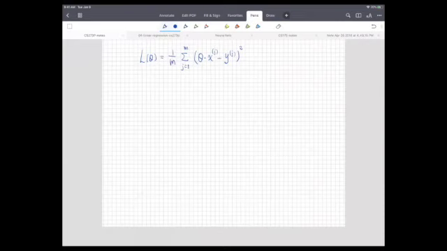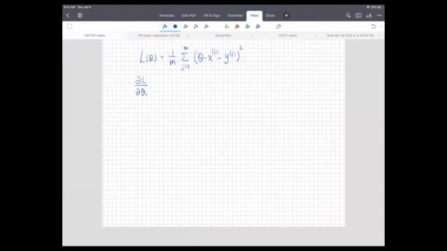Gradient with respect to theta. In order to calculate the gradient with respect to theta here, let's calculate the gradient with respect to the first index of that. Because for the gradient, I need to calculate the partial derivative with respect to all the parameters. Calculate the first component down.